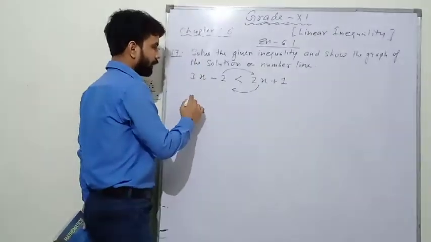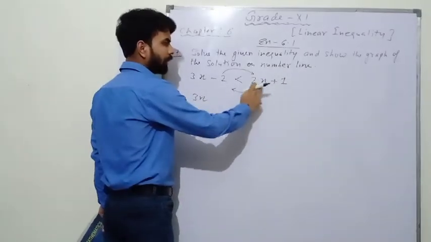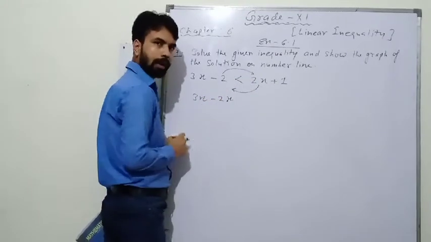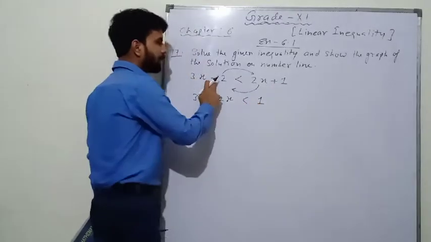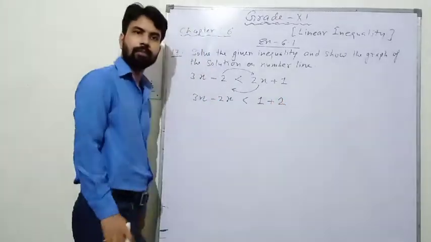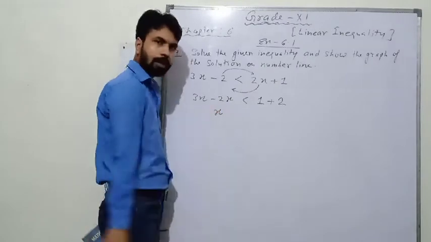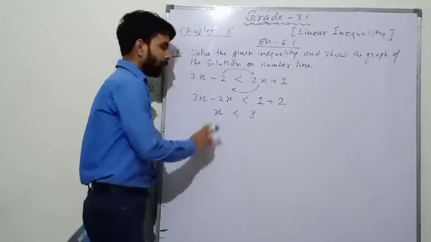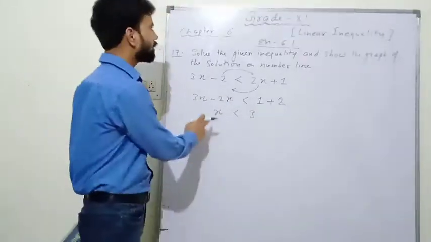So see, 3x will be here. Whenever we shift this 2x in left hand side, then this is positive 2x, so it will be negative 2x. Is smaller than 1 will remain same, and this minus 2 is shifted in right hand side, then it will become positive 2. Clear? Now 3x minus 2x, it will give you x is smaller than 1 plus 2 is 3. Means x is smaller than 3. This is the solution. But x is what?